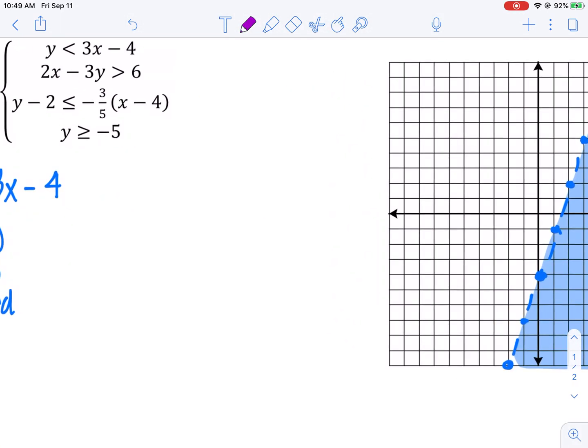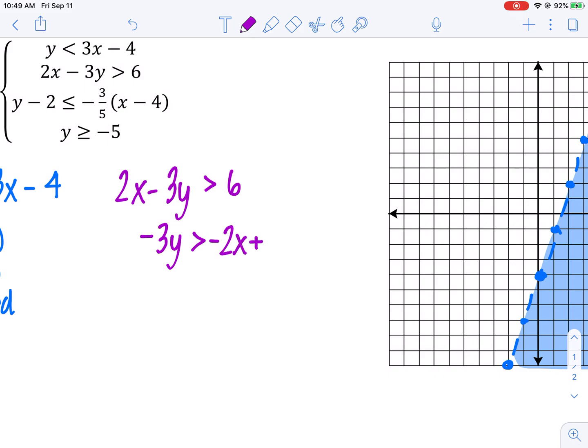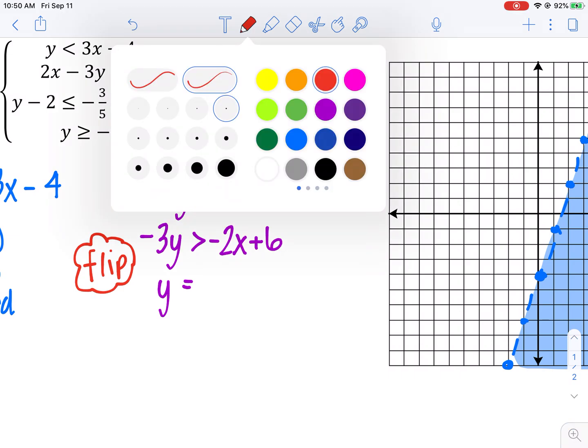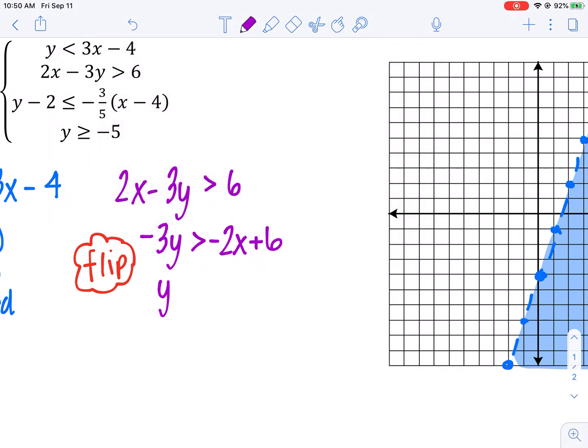Moving on, doing the second inequality now. 2x minus 3y greater than 6. You could find your intercepts, graph those, connect and shade. Another option, I'm gonna instead solve like I have in the past. Oops, I'm dividing by a negative, so I'm not gonna forget to flip. It will become y < 2/3 x minus 2.